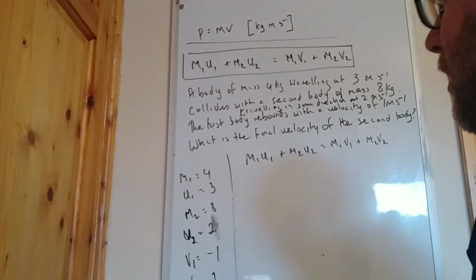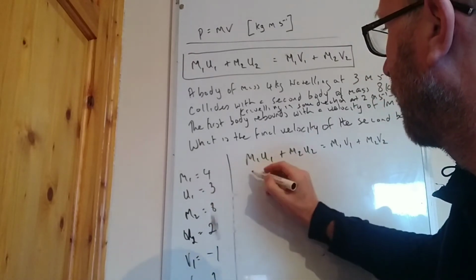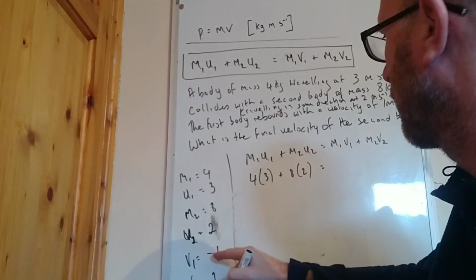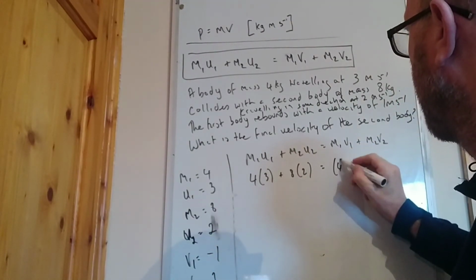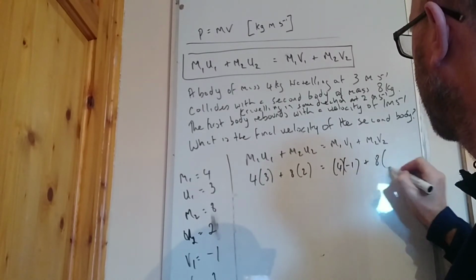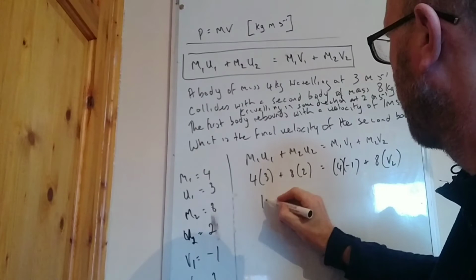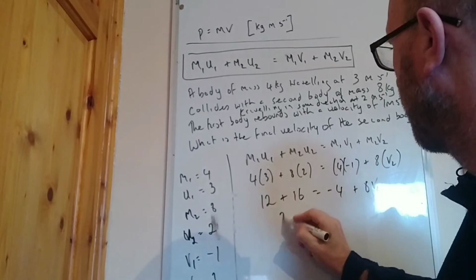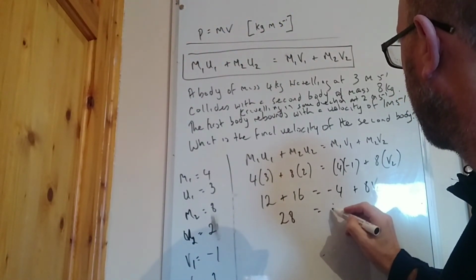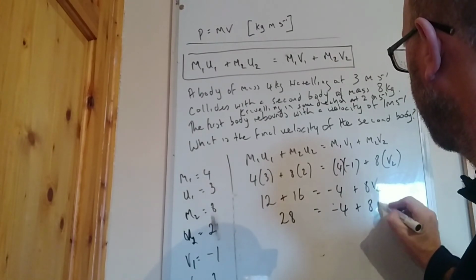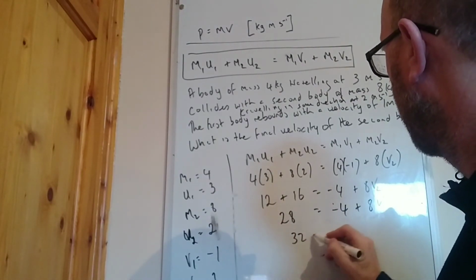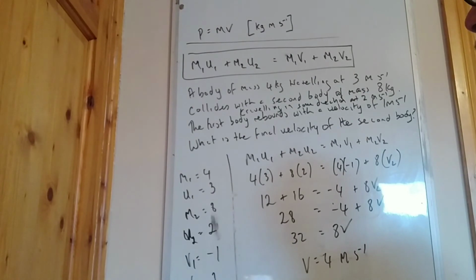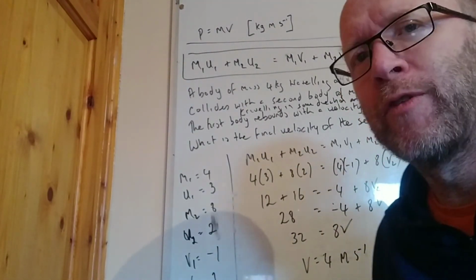So we have our data, and now it's just filling it in. We have 4 times 3, plus 8 times 2, equals 4 times minus 1, plus 8 times v2. So 12 plus 16 equals minus 4 plus 8 v2. So 28 equals minus 4 plus 8v. So 28 plus 4, 32, equals 8v. So v is 4 meters per second. It continues to travel in the same direction, but is now traveling at 4 meters per second.